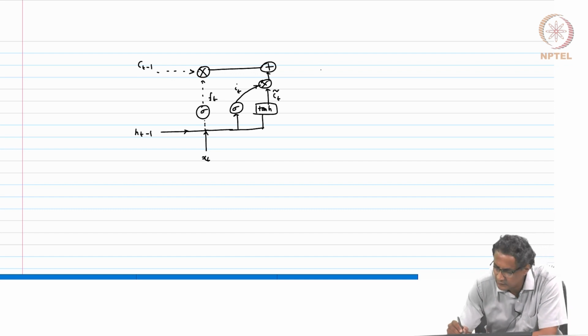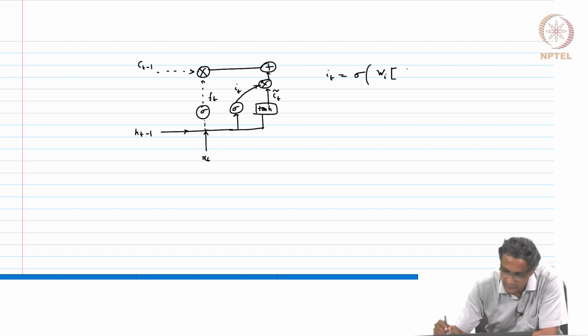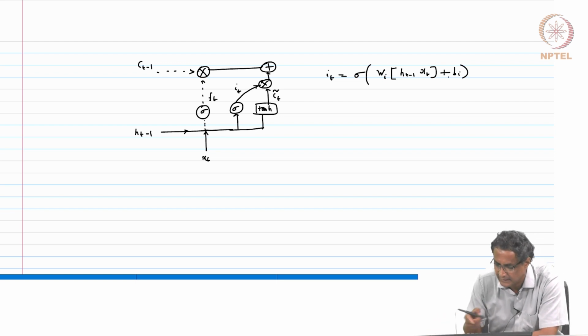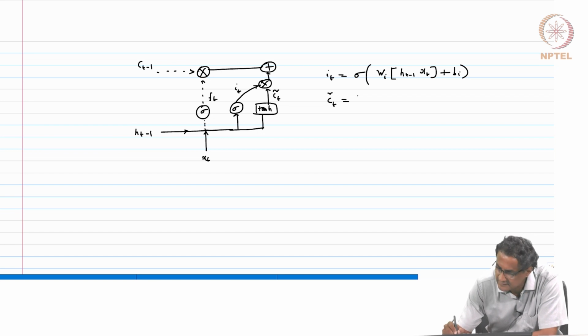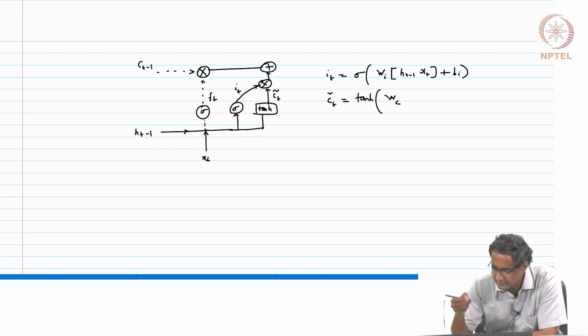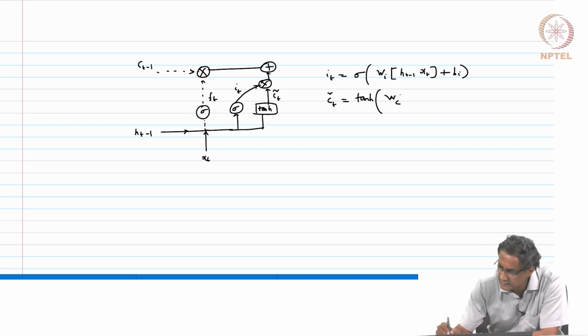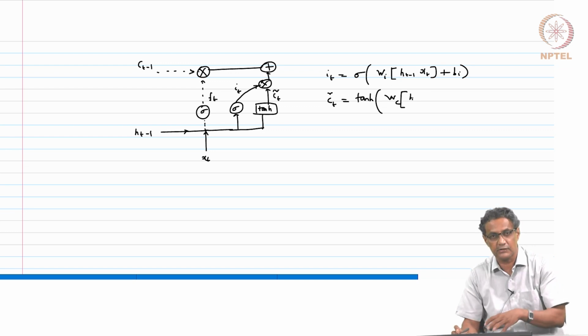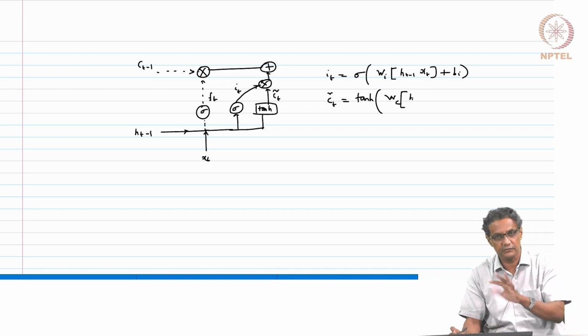The equation right here will look like this: IT, which is here, is sigma of some Wi acting on HT minus 1, XT, plus BI. The I goes for the input gate. And then CT tilde, which is here, is tanh of WC, so all these will have a respective weight matrix, then again HT minus 1, XT, plus BC. You see that HT minus 1 XT will go as input to each of these gates.